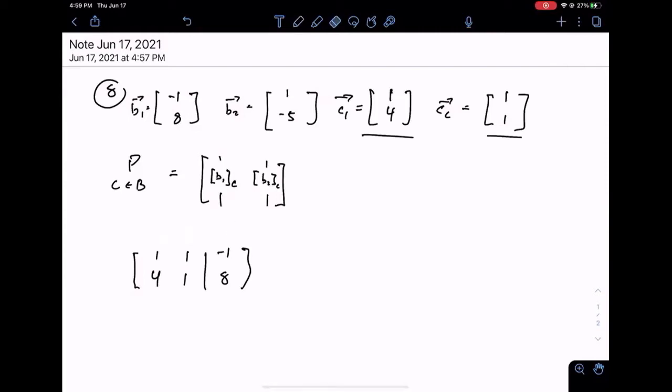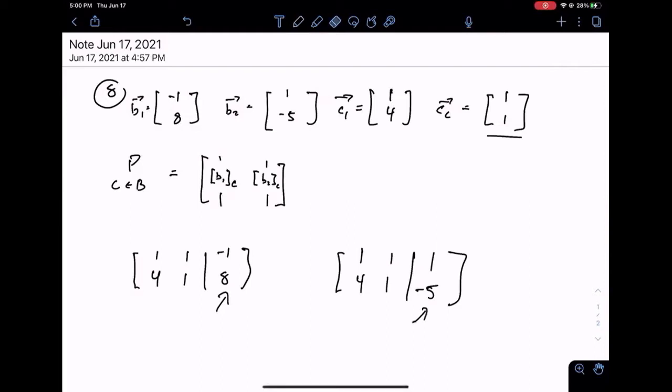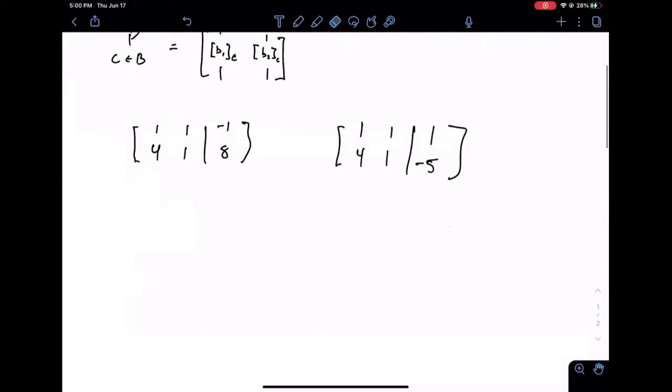Now I want to do this process for this vector B1, and I also want to do it for the vector B2. So maybe you're thinking, oh, this sucks. I got to do this same process two times. I got to do it once for the B1 vector, and once for the B2 vector. We do want to find both of these vectors in terms of the C basis, but there's a shortcut. We're just going to do one matrix, and in the augmented side, we're going to put both of those column vectors.